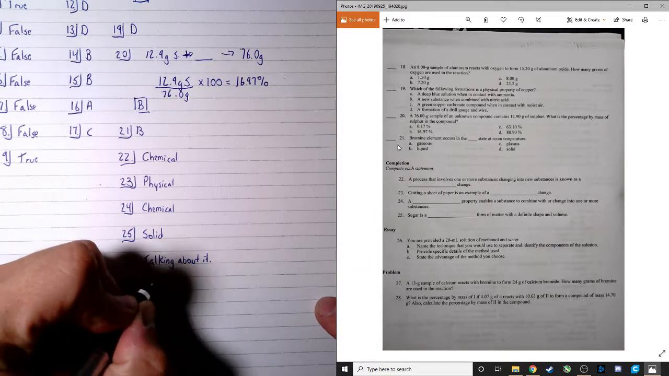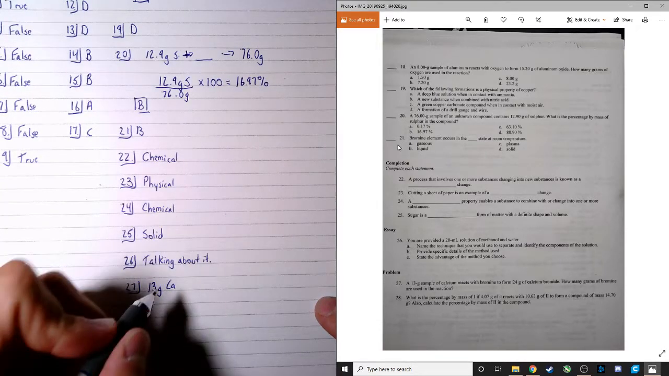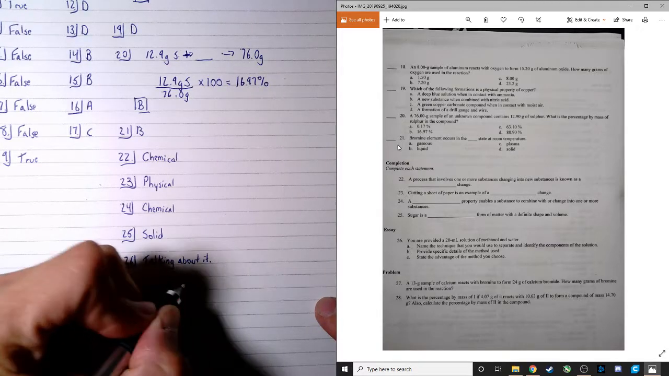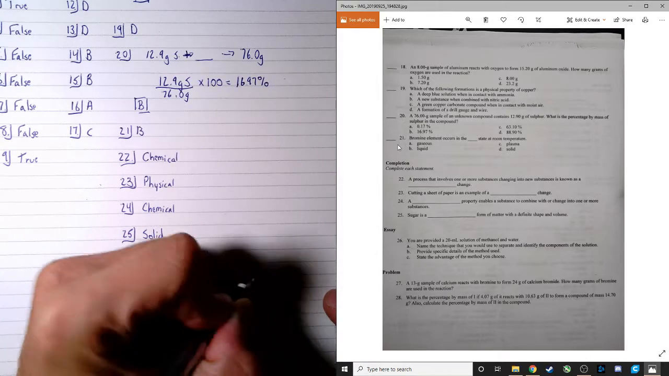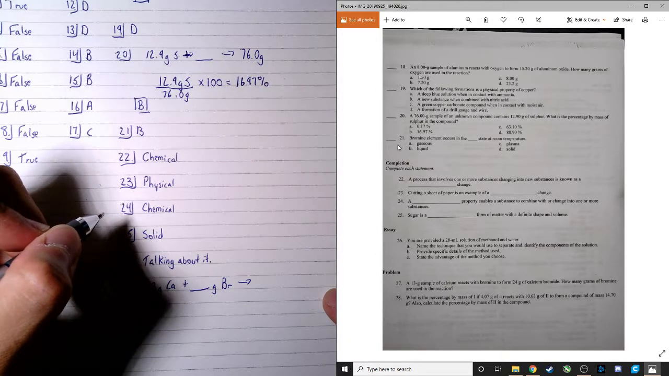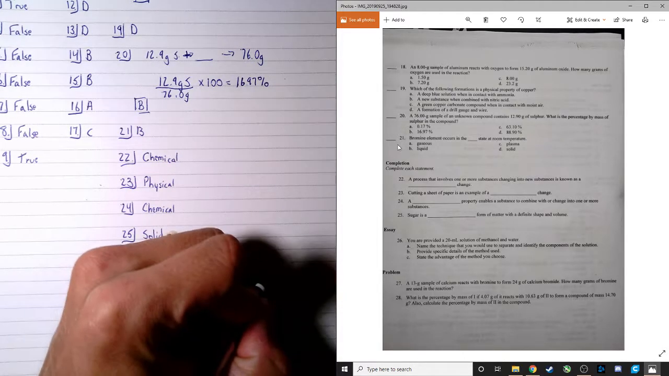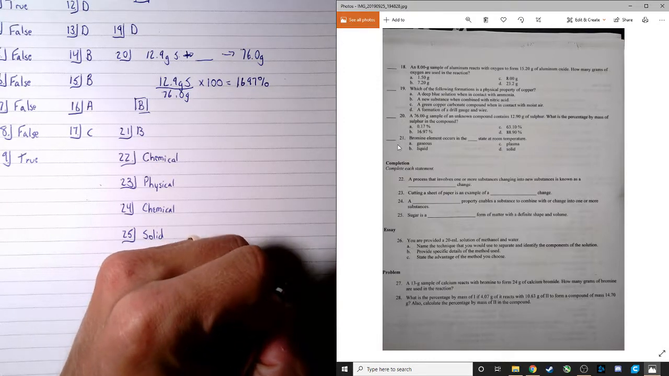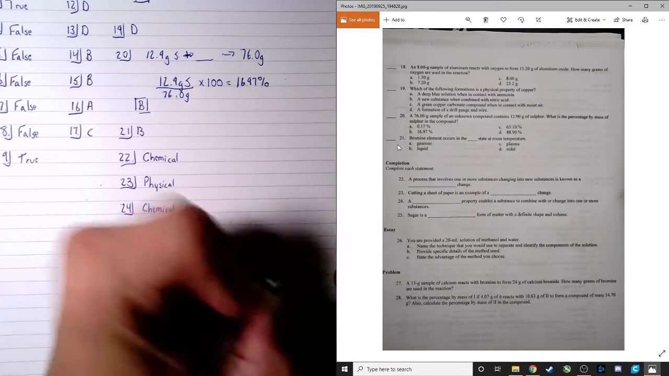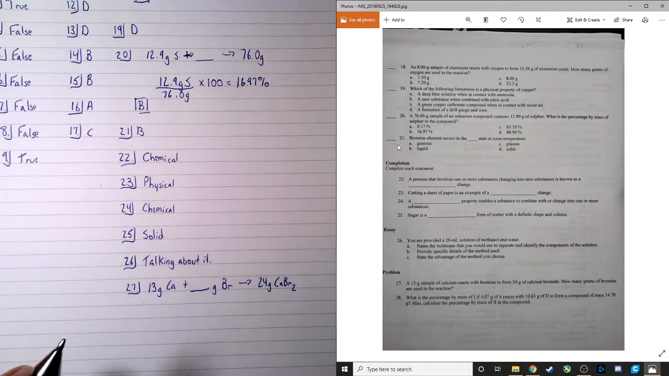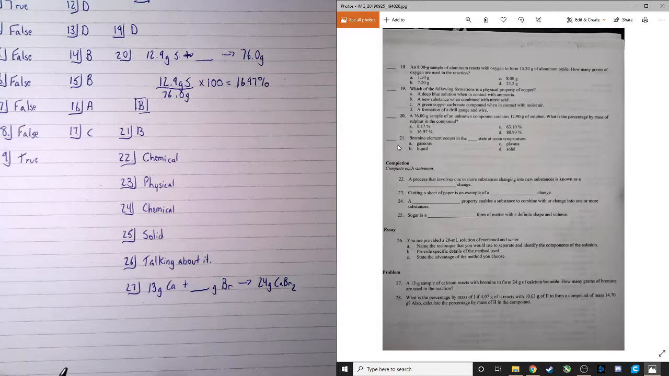So you have 13 grams of calcium react with bromine to form 24 grams of calcium bromide. That should be a 2, I believe, trying to remember off the top of my head. So, how many grams of bromine are used in the reaction?